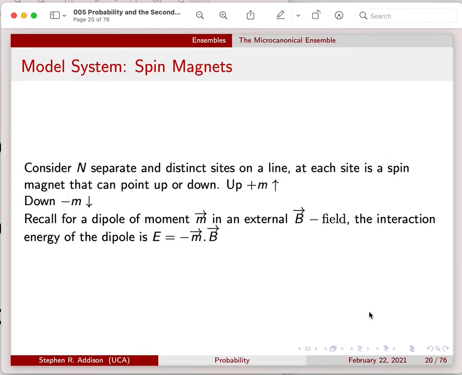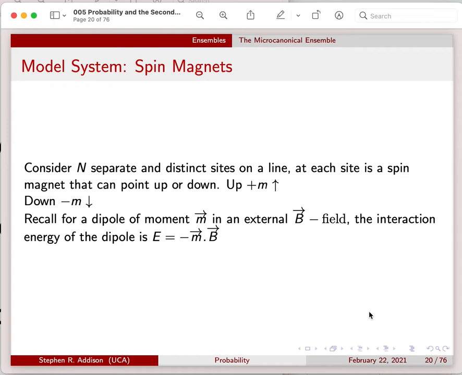So now what we're going to do is apply this idea to a simple system, called the system of spin magnets. Spin magnets can represent atoms in a chain and a host of other things. Essentially, a spin magnet is a simple system which can have a spin pointed up or a spin pointed down, and we can designate them by up arrows and down arrows.